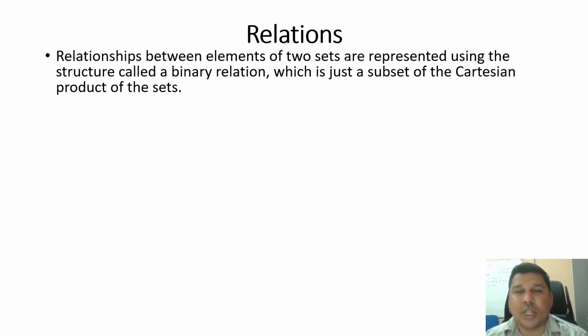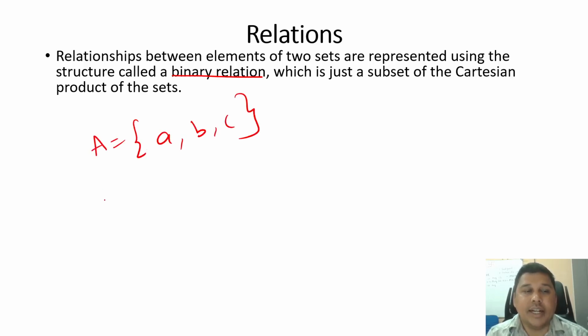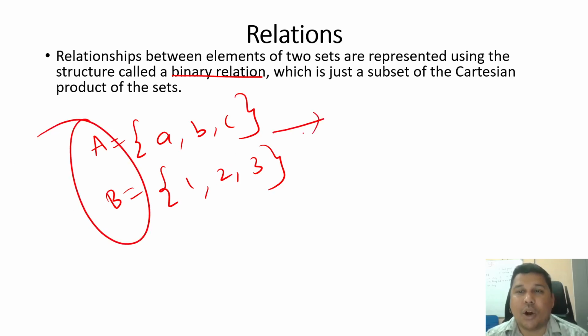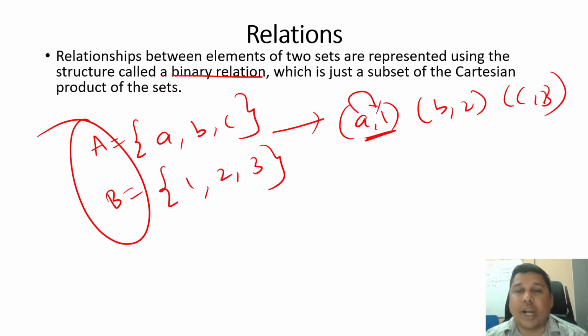Relationship between elements of two sets are represented using a structure called a binary relationship. You have studied about sets. We have sets like A, B, C, and we have another set, assume 1, 2, 3. So, when you have two sets, you can form a relation between the elements of both the sets. Like I can form a pair of elements like A comma 1, B comma 2, C comma 3. This forms a relation between A and 1. It means A is related with 1 or 1 is related with A. So, we are trying to form a relationship between two different elements of two different sets.